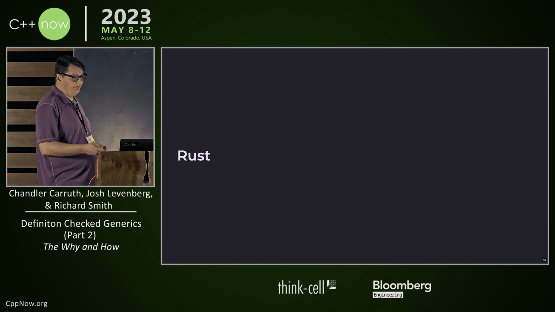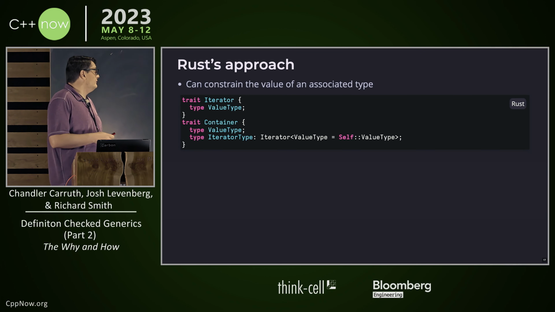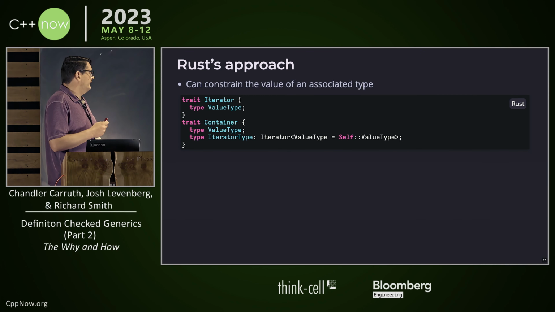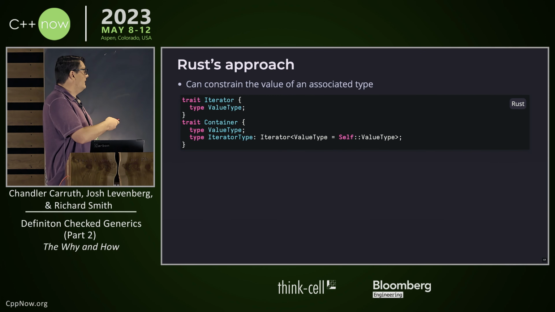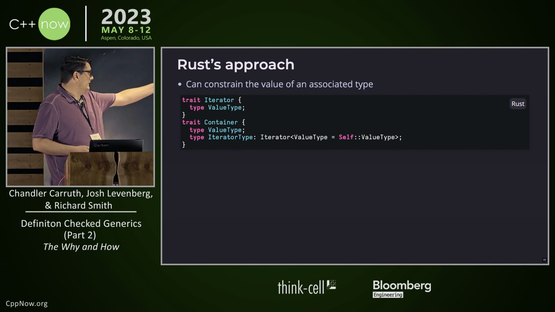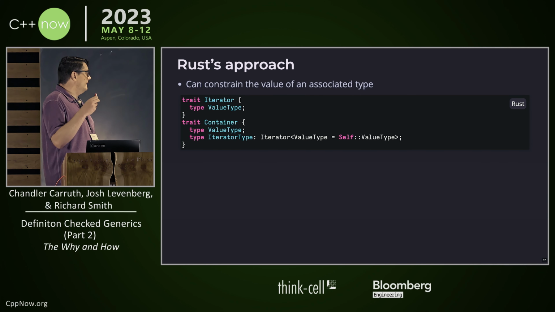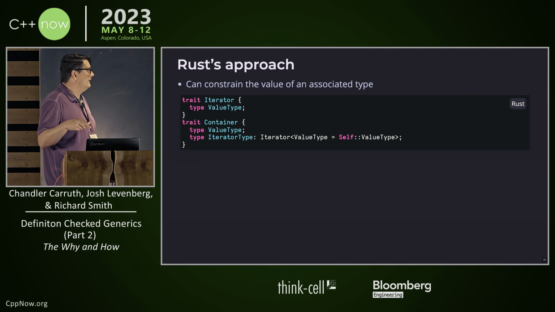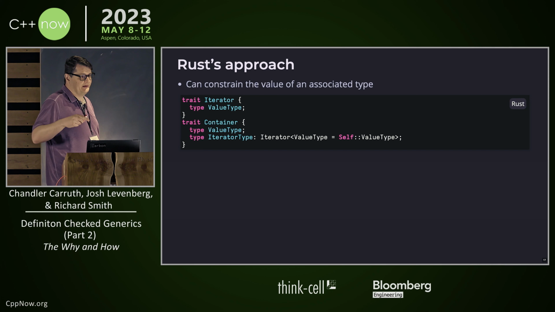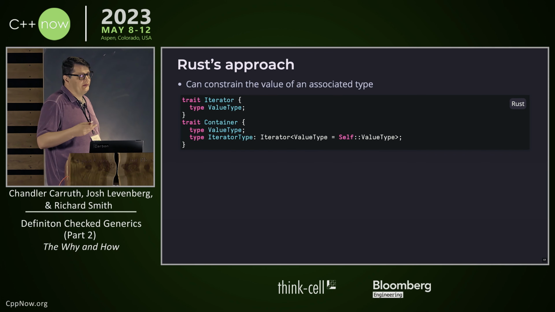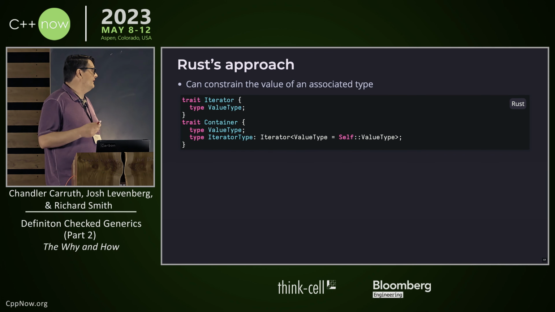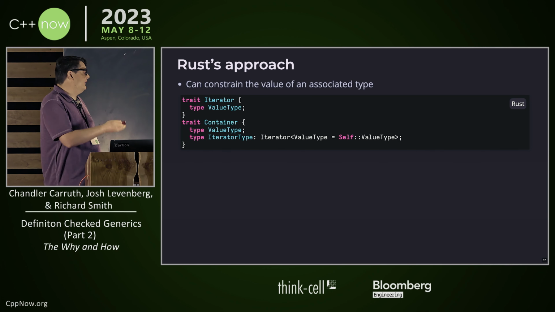OK, and next, Rust. So Rust lets you constrain the value of an associated type. And you do that when you use a trait by putting an equation in the angle brackets after the trait name. Rust only lets you constrain the associated types of that trait, not more complex expressions. There's syntax for more complex expressions, but it's not implemented in rustc yet. But it turns out that this is still sufficient to allow you to express all the hard cases.